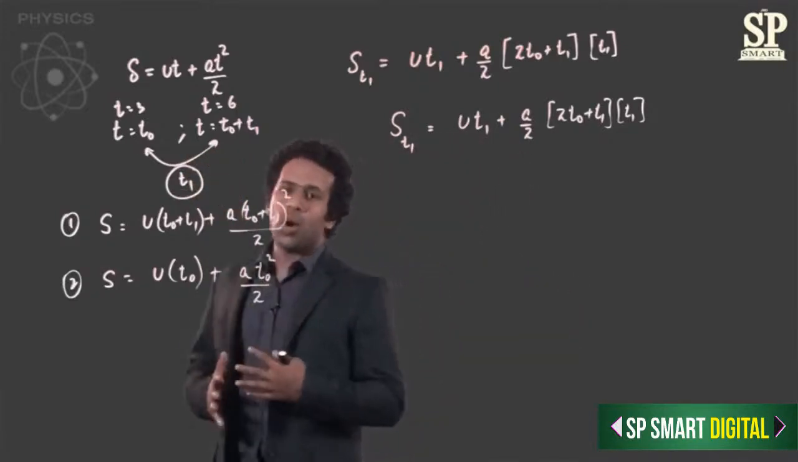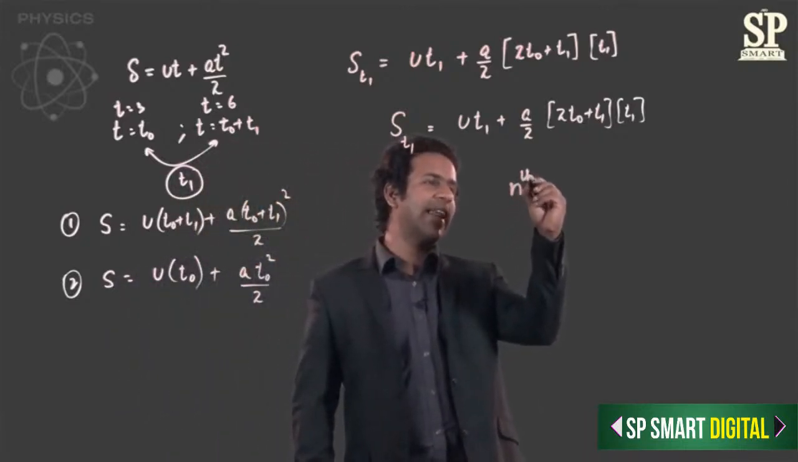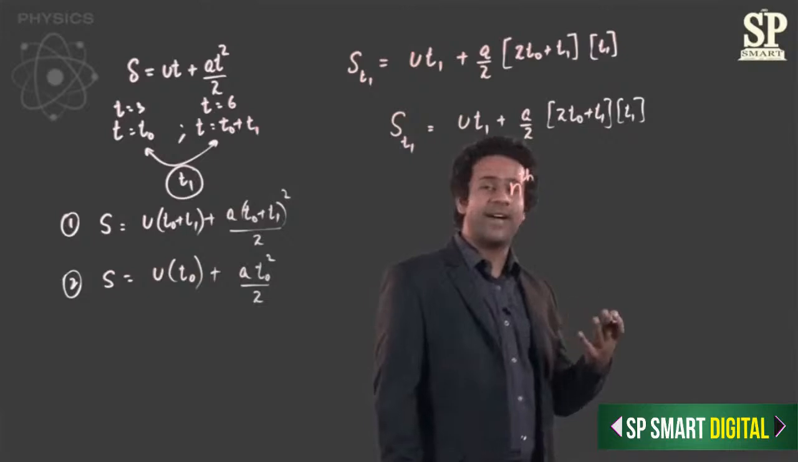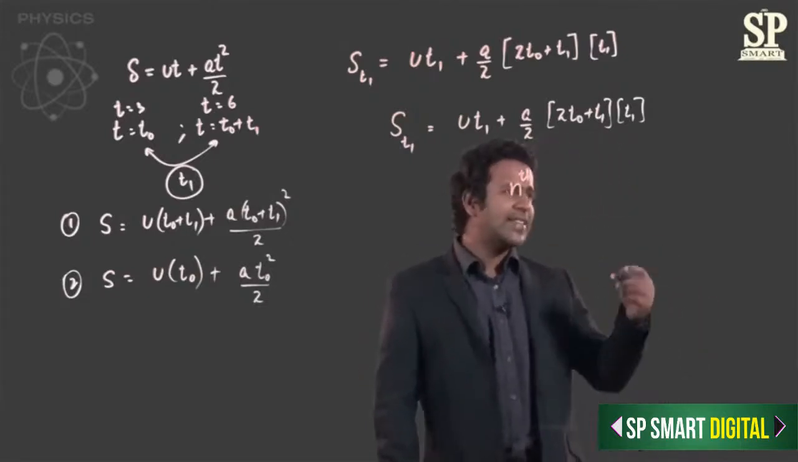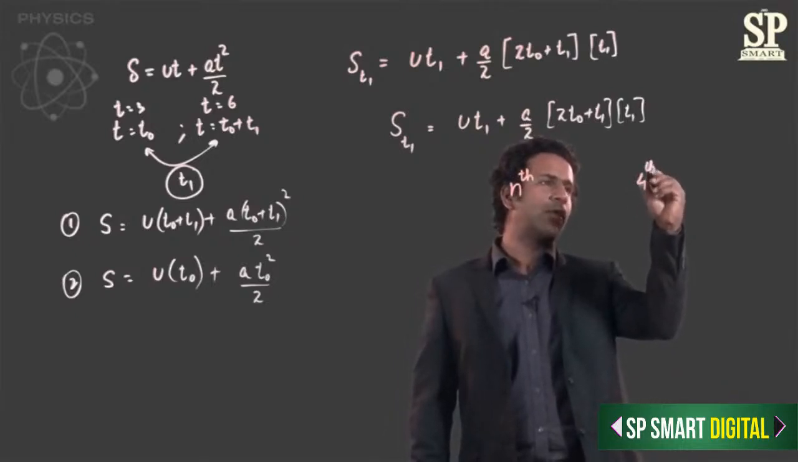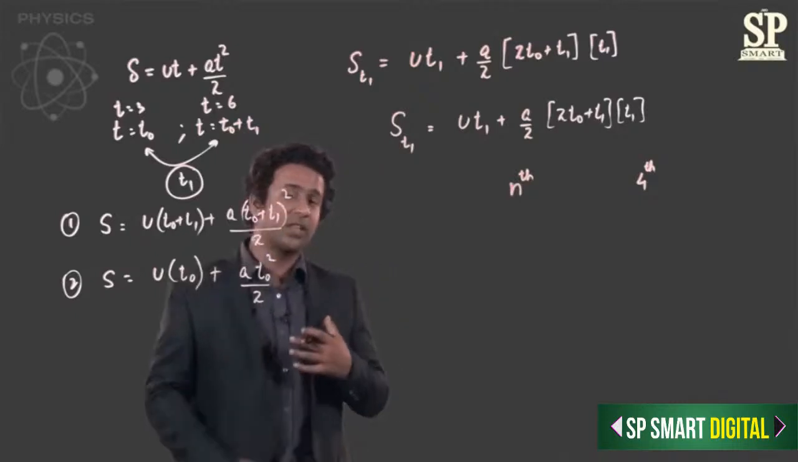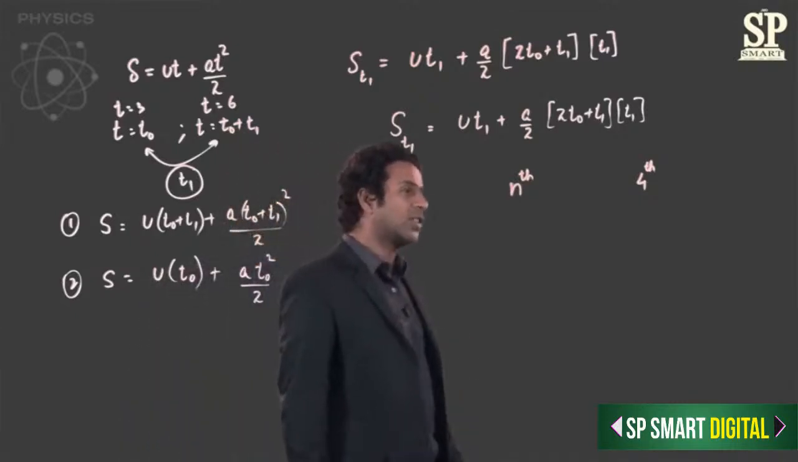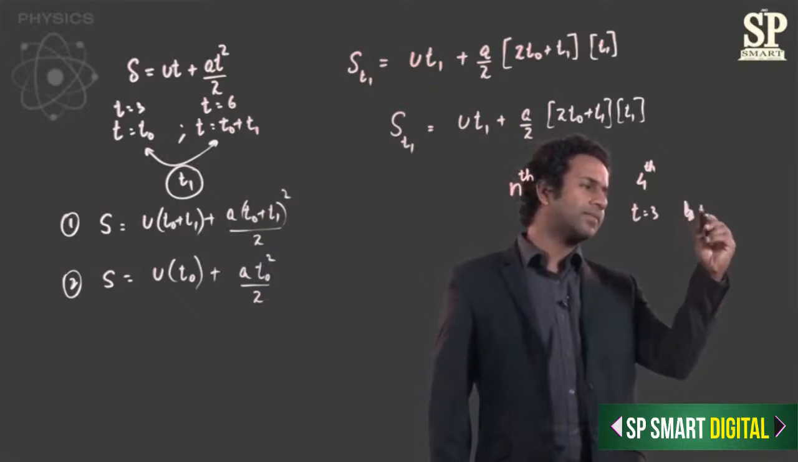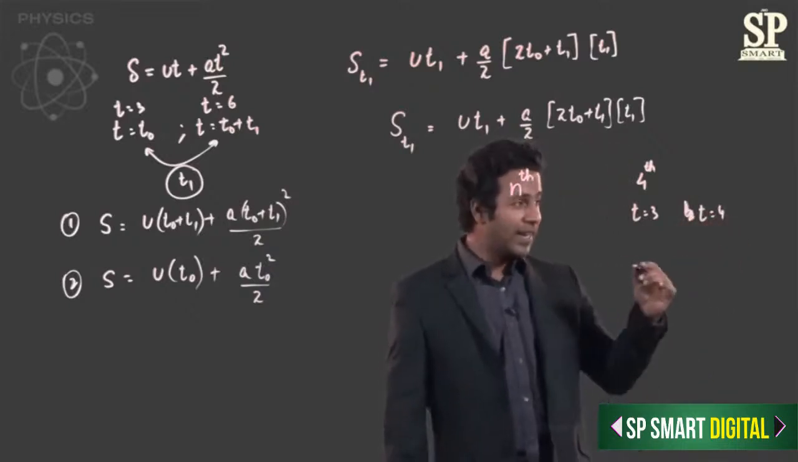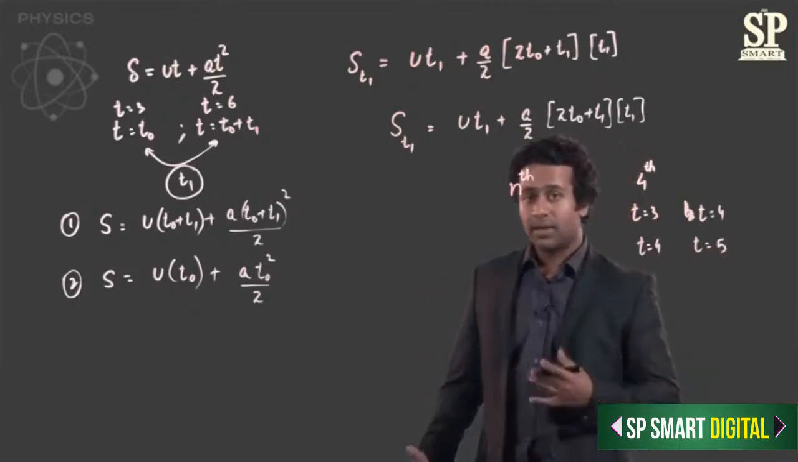So if we want to talk about a specific second, for example, a general case would mean the nth second, where n could be 5, 10, 15 or 2 or 4 or 6, right? So let's say if we were talking about the fourth second. The fourth second, how can we measure the fourth second? Will the fourth second lie between t equal to 3 to t equal to 4, or will it lie between t equal to 4 to t equal to 5? Think about it.